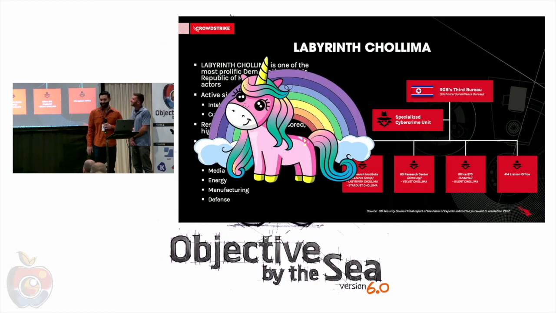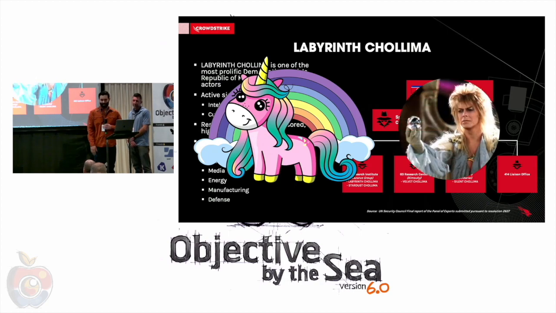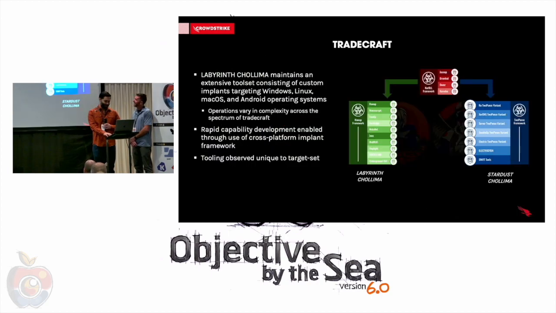A CHOLLIMA is a mystical North Korean winged flying unicorn. And then you might wonder, why were you getting these names like Labyrinth and Stardust? Well, that's because there was a CrowdStrike Intel analyst who was a big David Bowie fan. So that's where we are today.